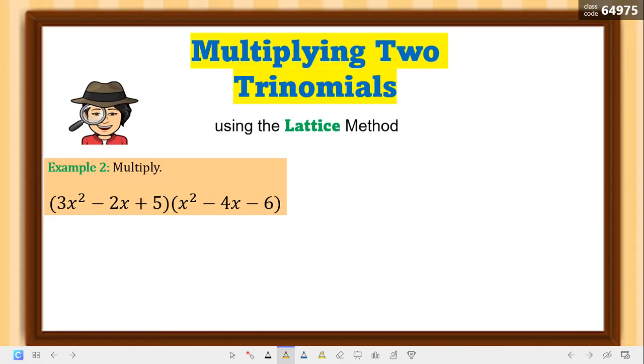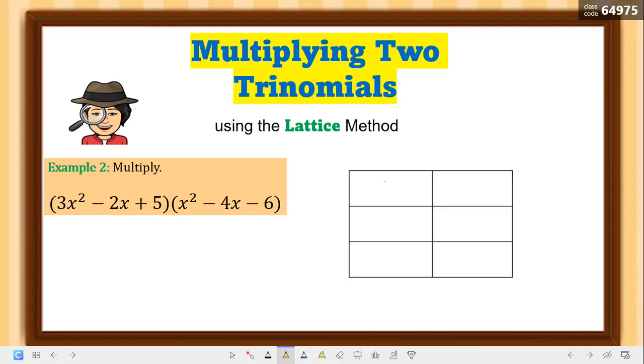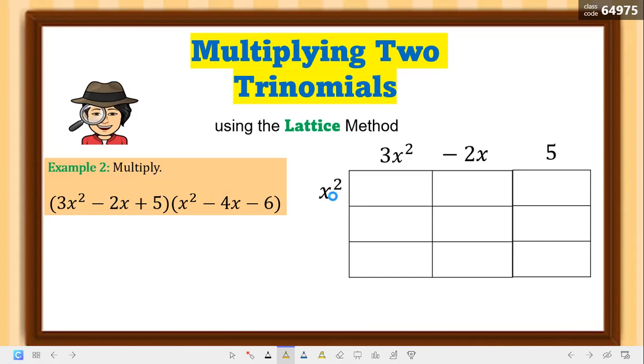Okay, first, since 3 by 3 yan or 3 terms by 3 terms, gawa ka ng table. So, ibig sabihin niyang tatlo to, 1, 2, 3, yung horizontal mo, tapos tatlo din yung vertical mo. Kaya nga siya 3 by 3. Okay, then lagay mo dito yung 3x squared, negative 2x, then put 5. Dito naman sa vertical yung x squared, negative 4x, tsaka negative 6. Then let's multiply together, everybody.